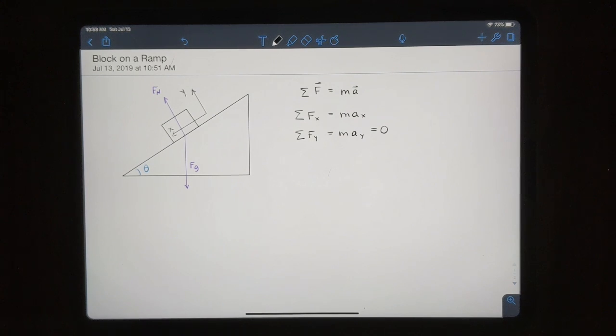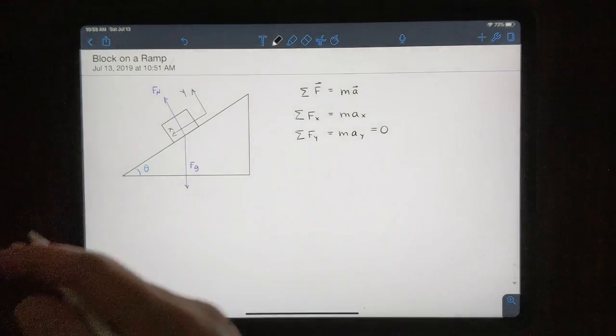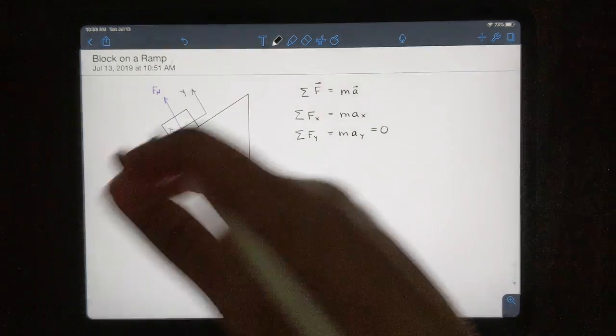The acceleration in the x direction, though, we can't just assume is 0, and in fact we'll find that it's not 0, because our block could be, and winds up, sliding down the ramp.